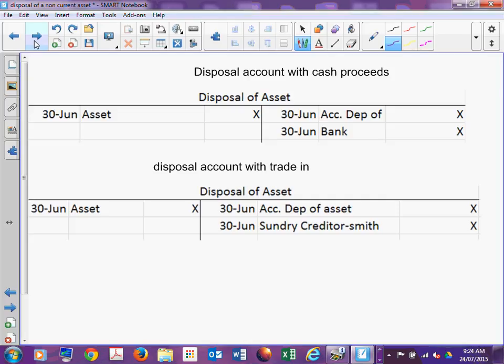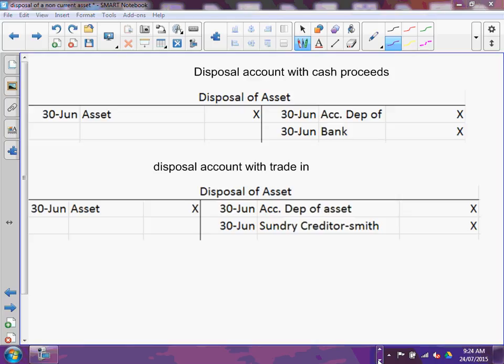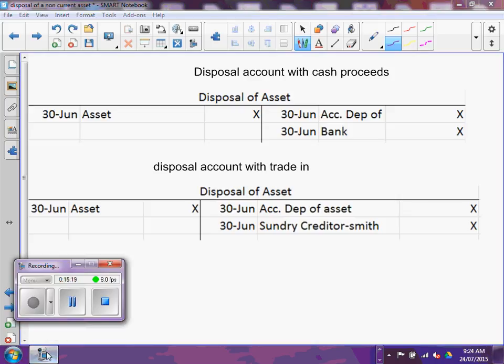This is how it goes in the actual general ledger. Draw up the ledgers and then I'll explain it to you. I'll just pause it. It's up to you if you want to draw them up again.